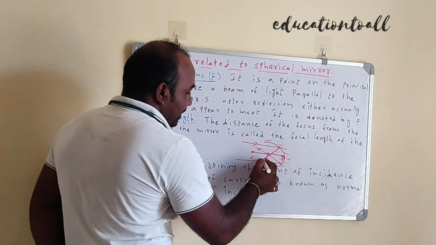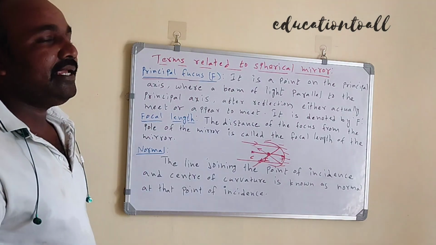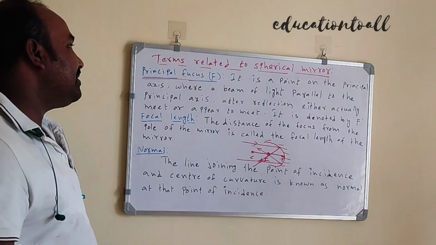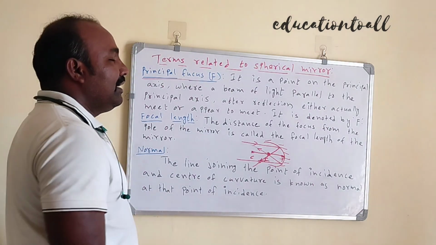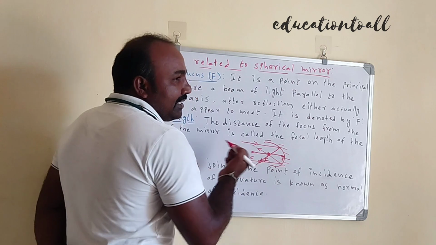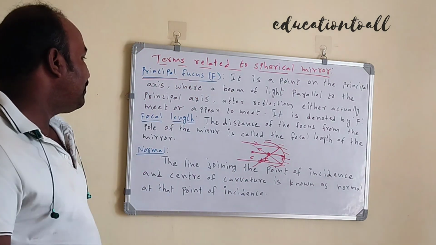This is also reflected back. So these two rays meet at a point. That point is called the focus. So we have two definitions. One depends on the wave propagation. Another one is that it is between the pole and center. Exactly between the pole and center is called the principal focus.